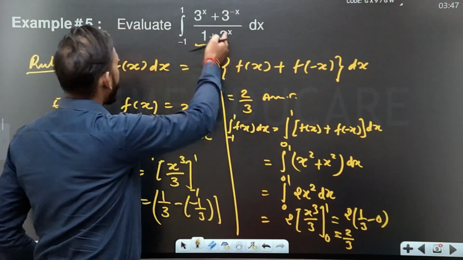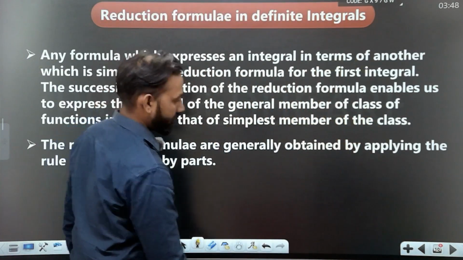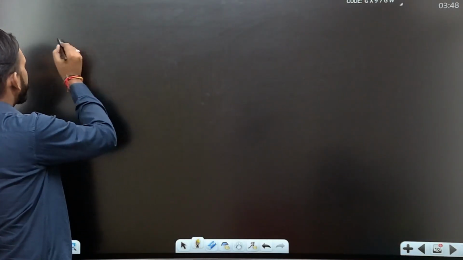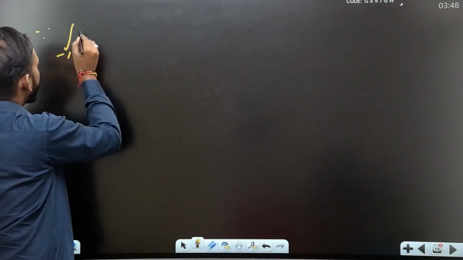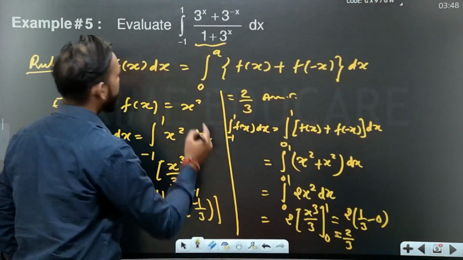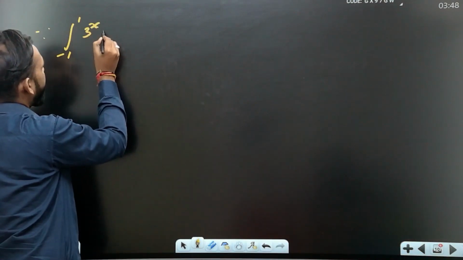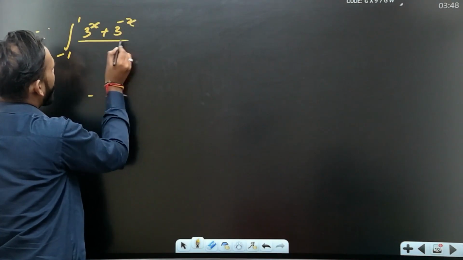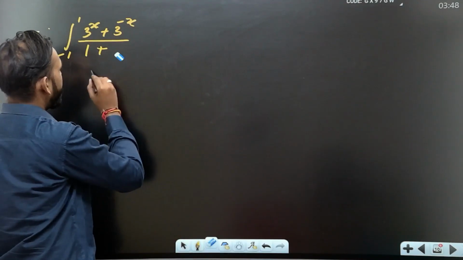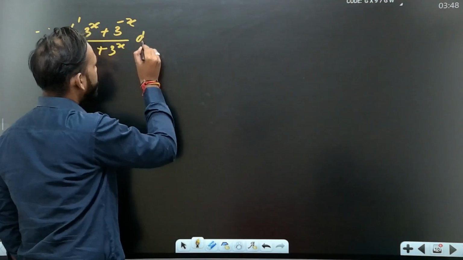Now we can apply this formula in this question. The question is the integral from minus 1 to 1 of 3 raised to power x plus 3 raised to power minus x over 1 plus 3 to the power x, dx.